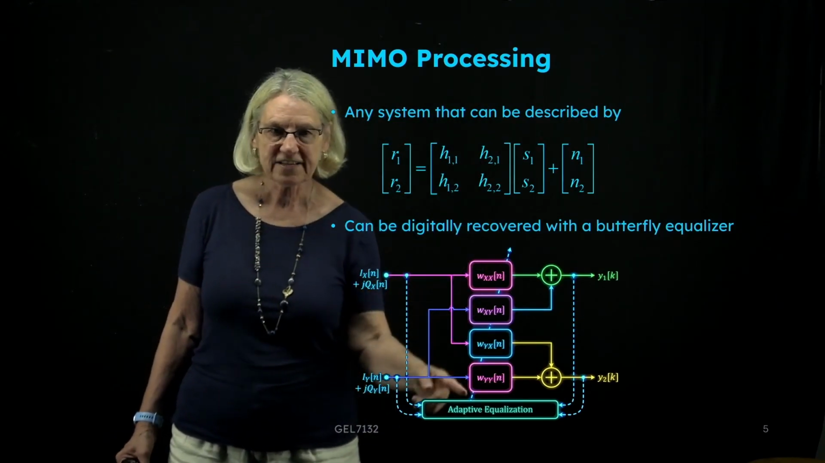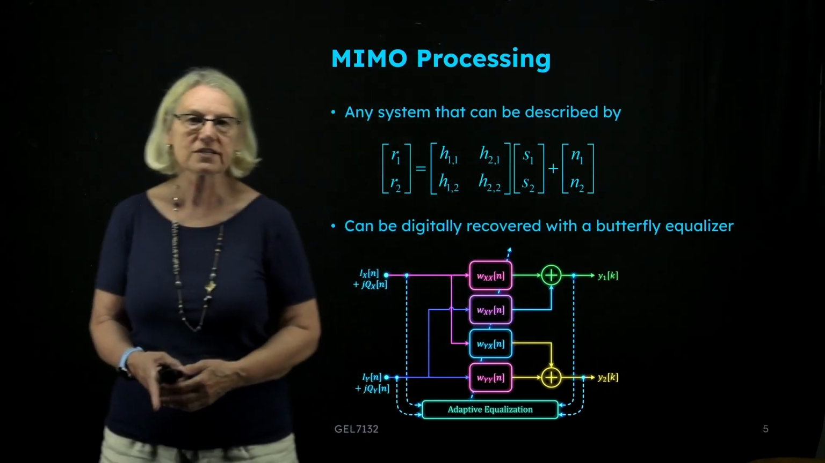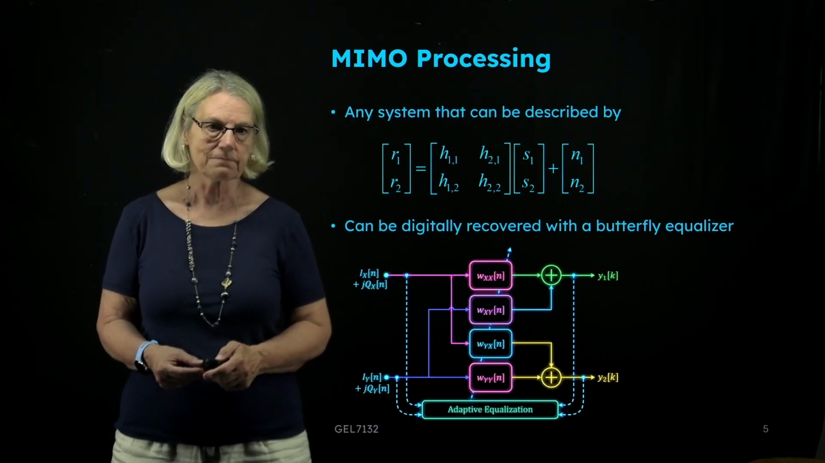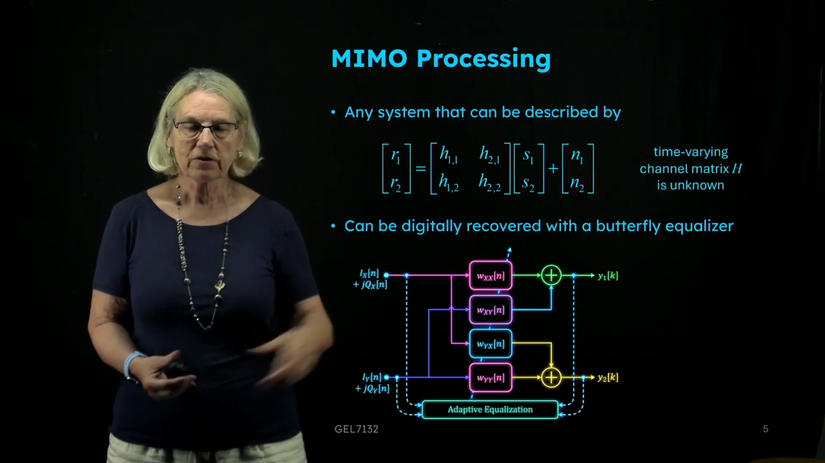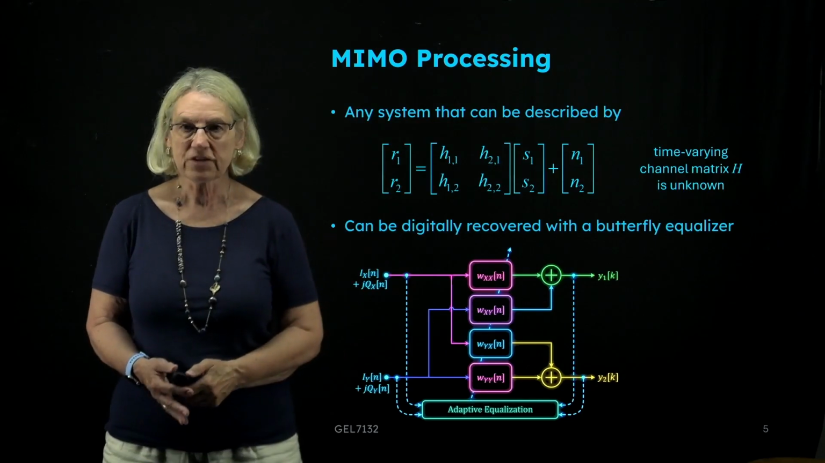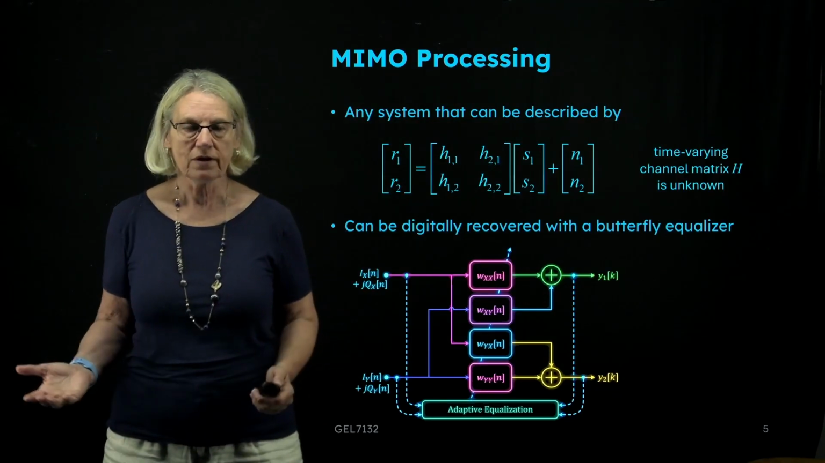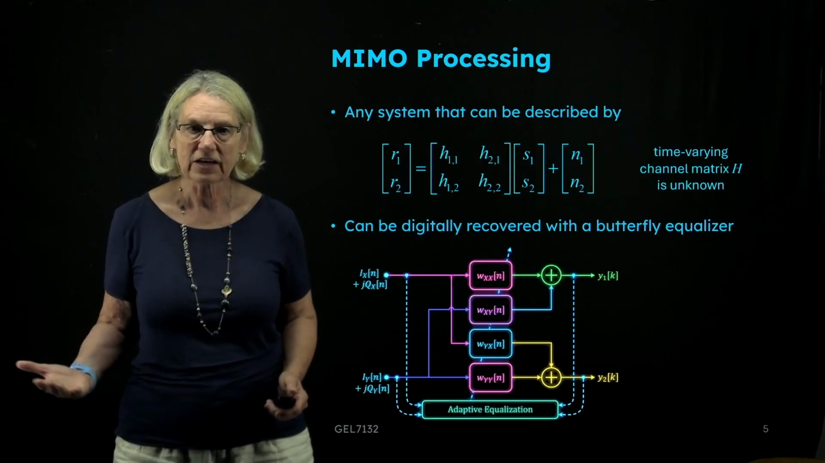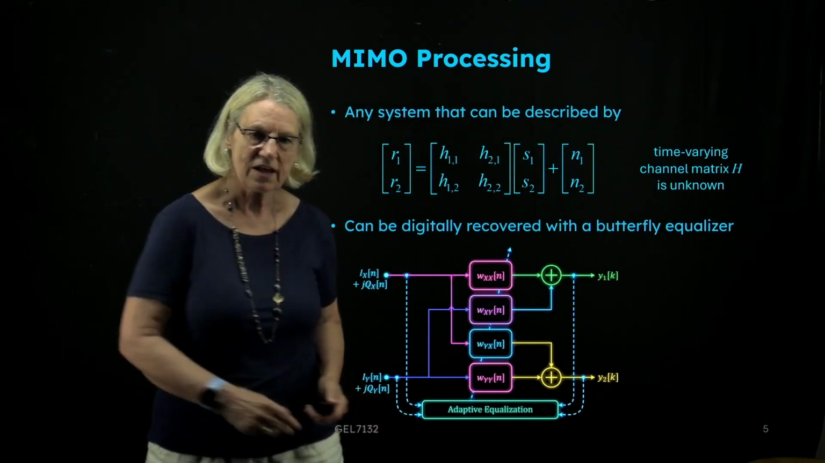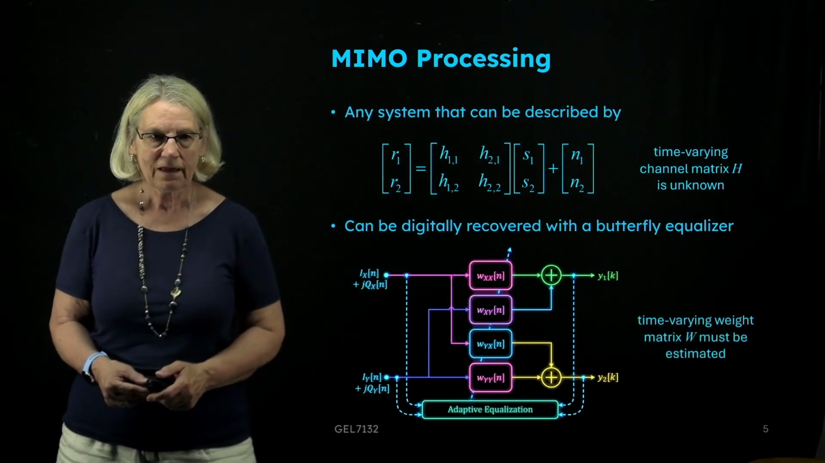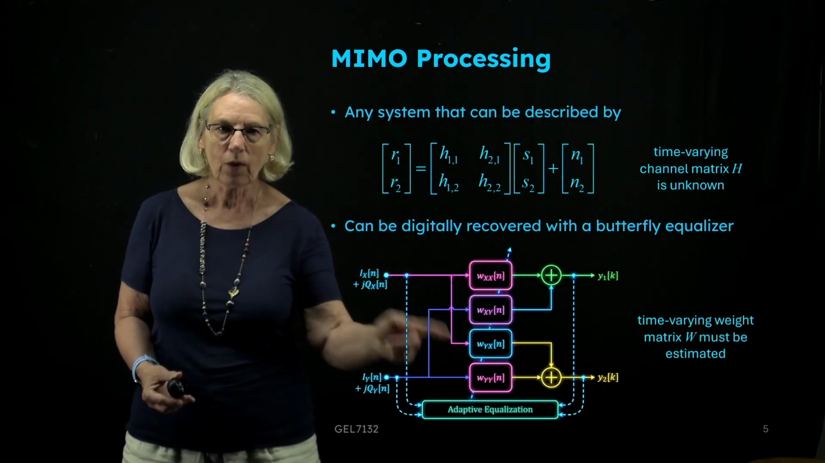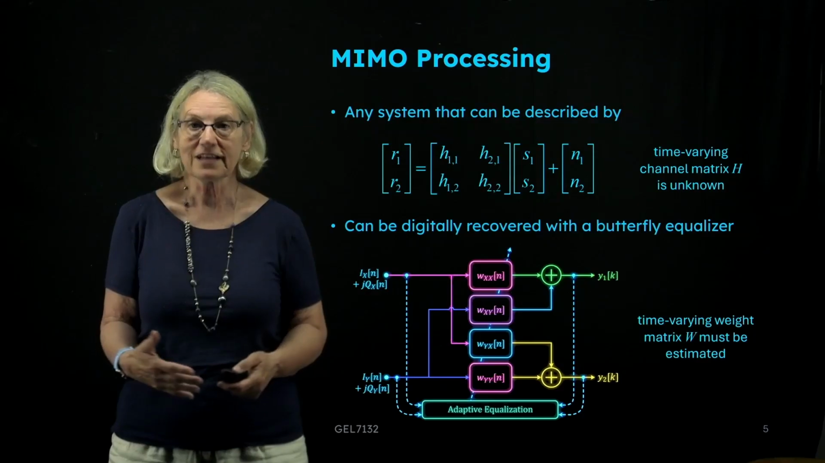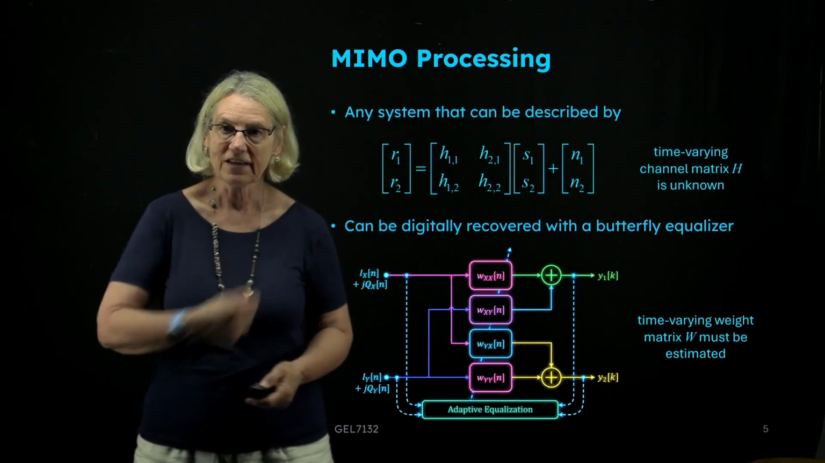And how do I find these weights? I use adaptive equalization using the 2D constant modulus algorithm. So remember, this is a time-varying channel matrix H, which in general is unknown. And because it's unknown, I can't just invert it. It's changing with time, so I have to track it also. And that is why I use adaptive equalization. And this is a time-varying weight matrix, which we have to estimate. And then we come up with the algorithm that allows us to find what are the optimum weights that we should be using.